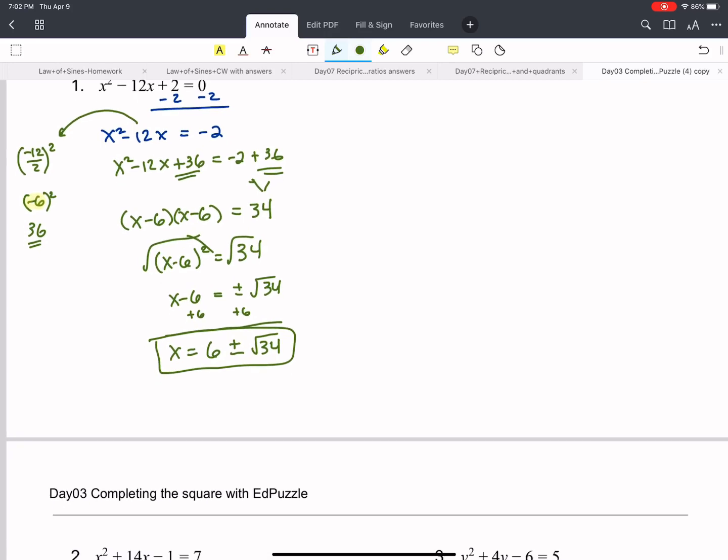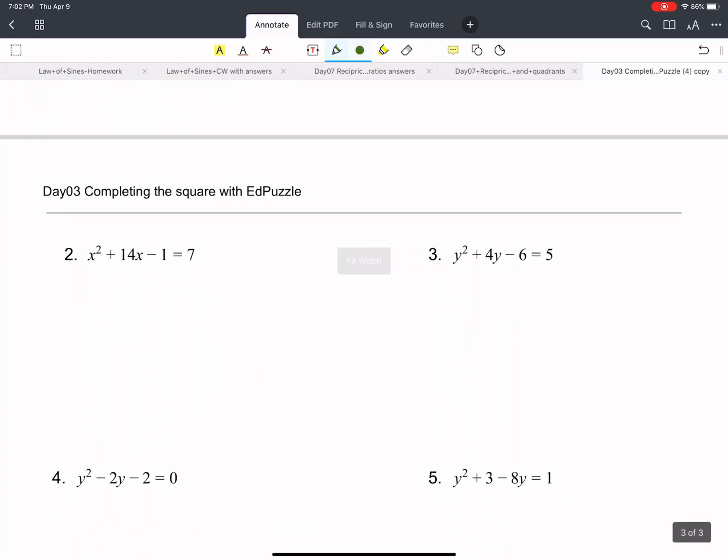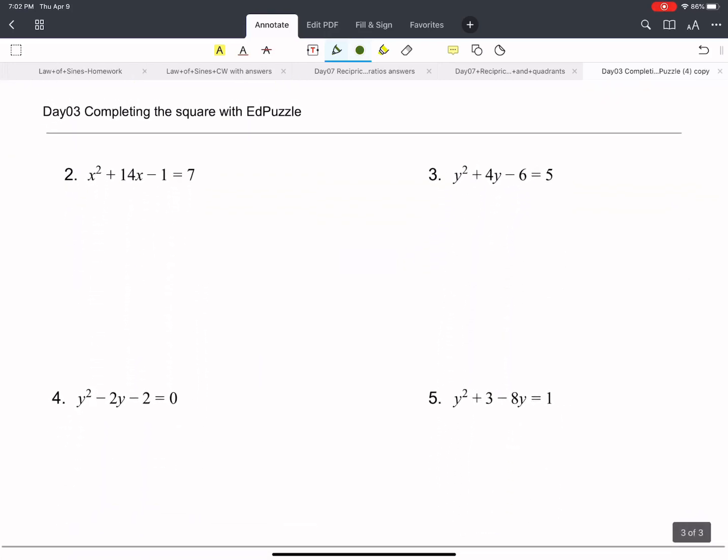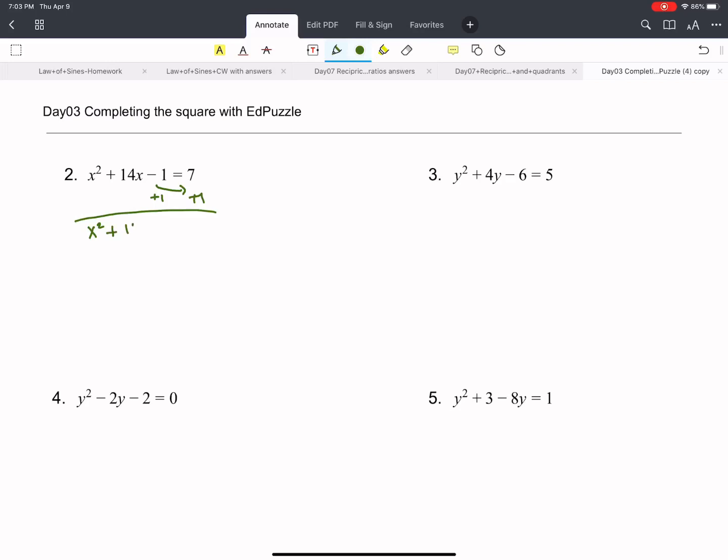Let's try some more. Okay, more examples, the better for you. We're going to try a few more. All right, so here we go again. First things first, isolate. So move that negative 1 to the other side by adding 1 to both sides. So I'm going to add 1, add 1. So I have x squared plus 14x. I like to leave a little space, is equal to 8.